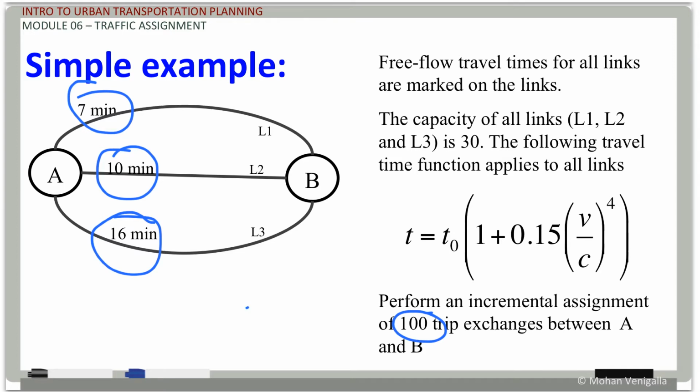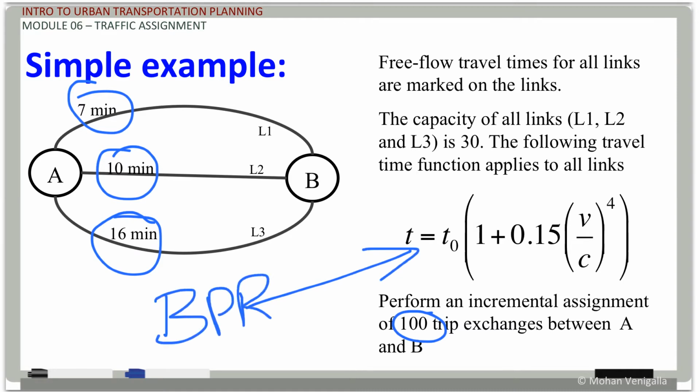And recognize this is your BPR function, which indicates travel time as a function of volume to capacity ratio and free flow travel time. All 3 links have this travel time relationship, and the capacity of each link, which is the denominator here, is 30. So at the end of each iteration, you will have a different volume which dictates the new travel time. That's the idea here.